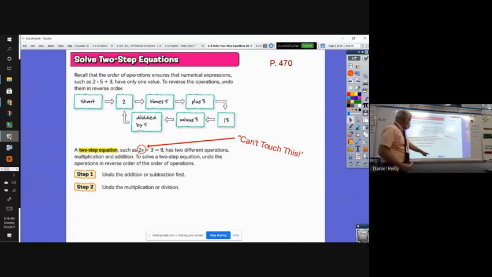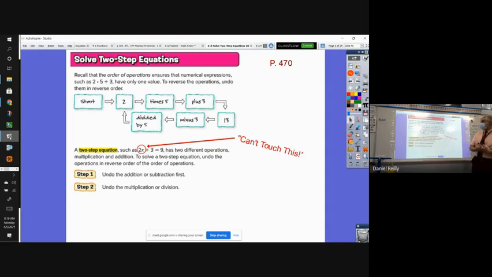Solving two-step equations. So what we did in the previous lesson was solve each type of one-step equation. You had one thing to undo, either an addition, a subtraction, a multiplication, or a division, to get the variable by itself, or isolate the variable. That is the goal in solving every equation. Our goal is to find the value of the variable that makes the equation true.